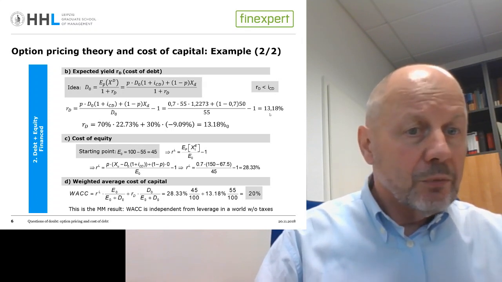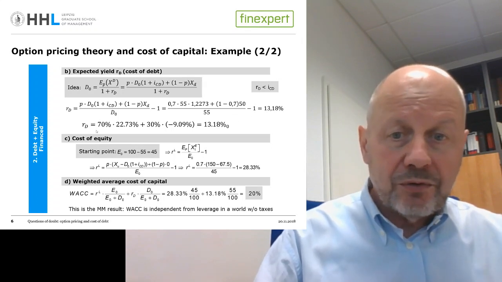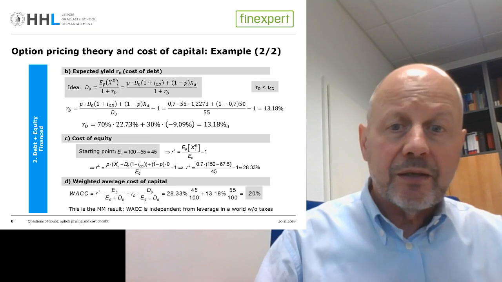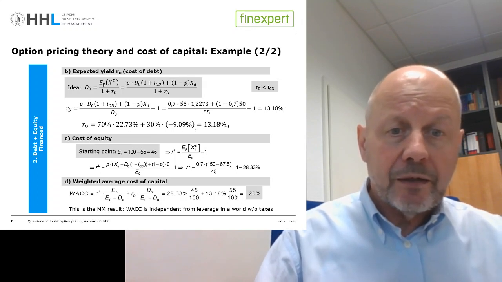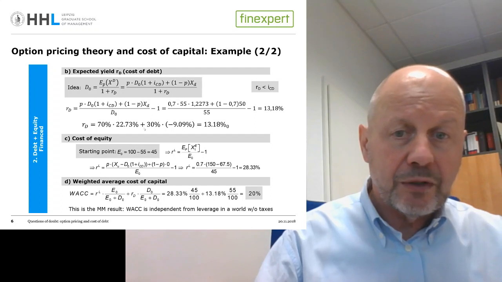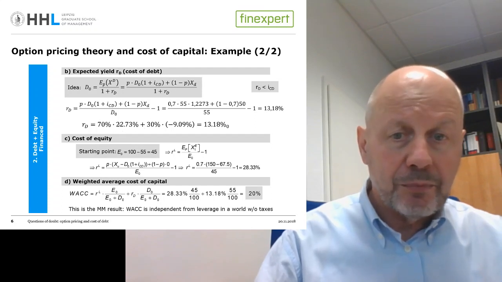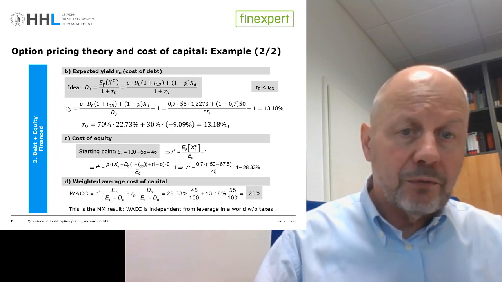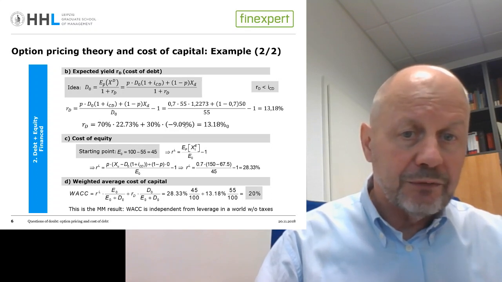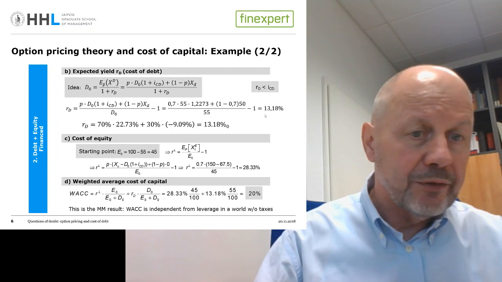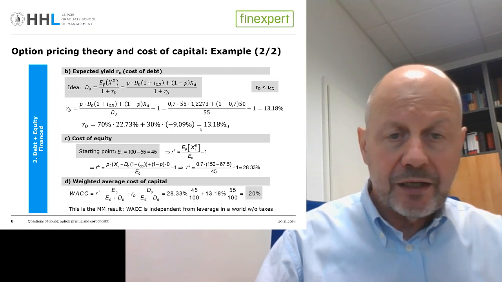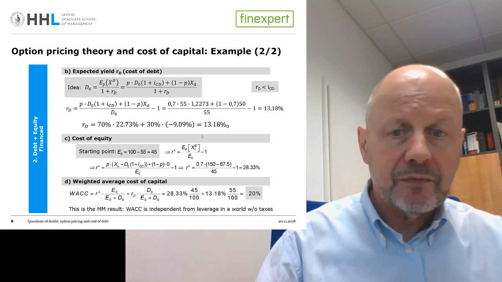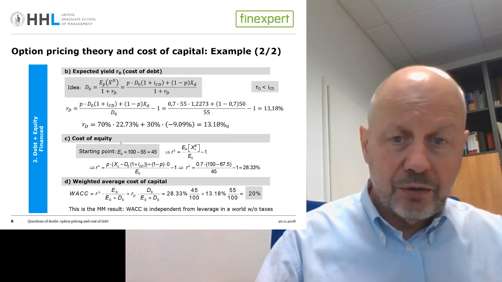We get the same result if we take the probabilities of the two states and calculate the state-dependent rate of return for our debt holders. In the good state, we get the promised yield of 22.7%. In the bad state, we just get 50. Relating it to our investment of 55, that translates into a negative rate of return of minus 9.1%. If we weigh the two, we also arrive at this 13.2% expected rate of return for the debt holders.